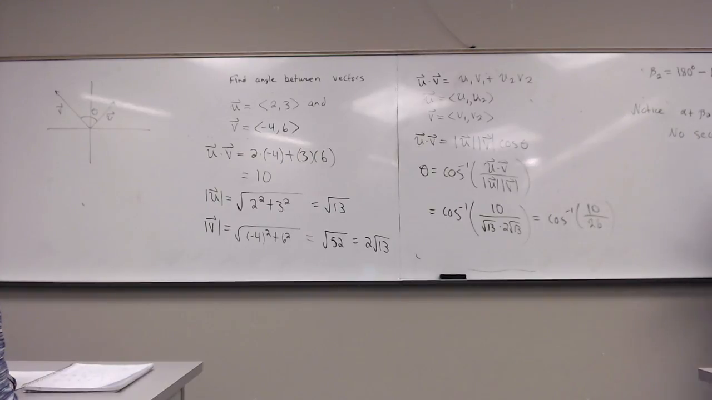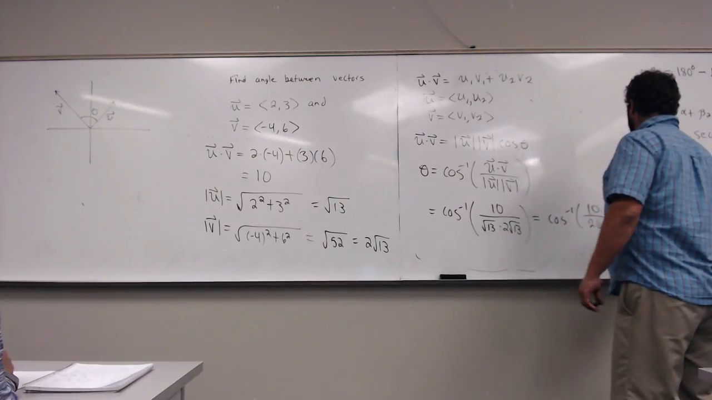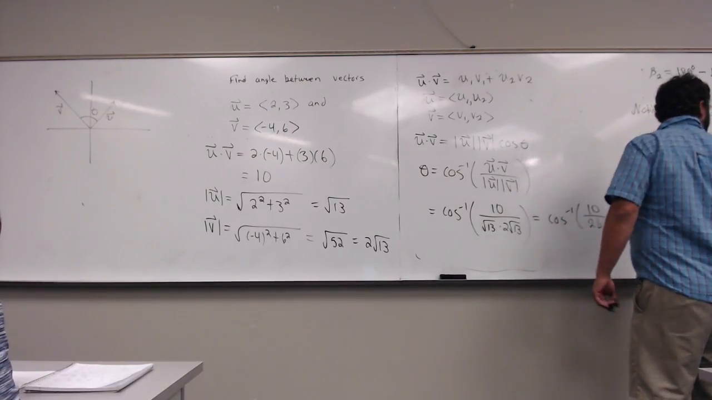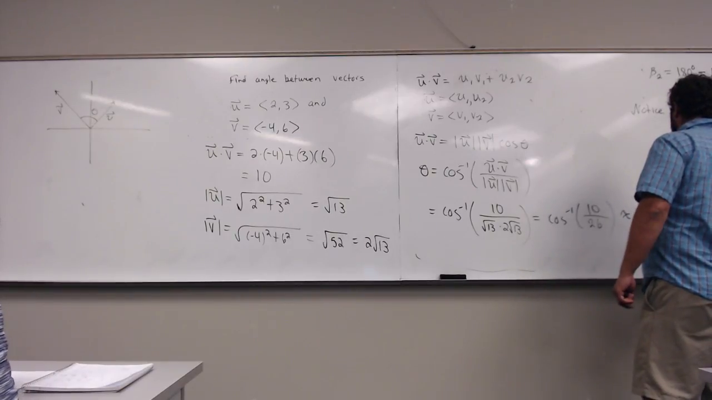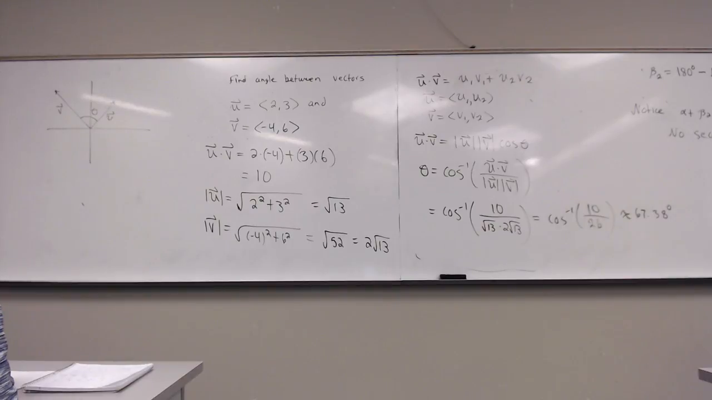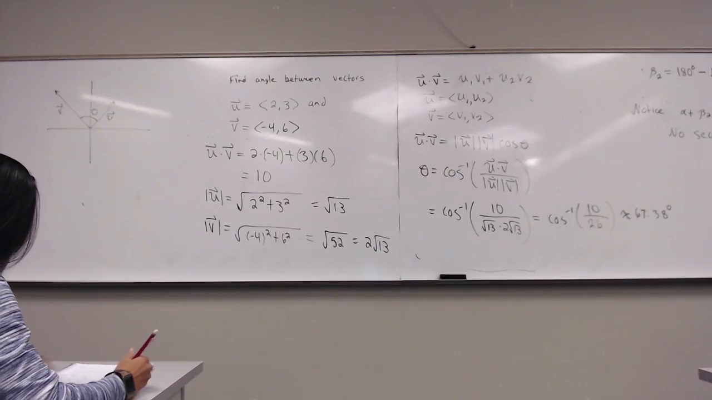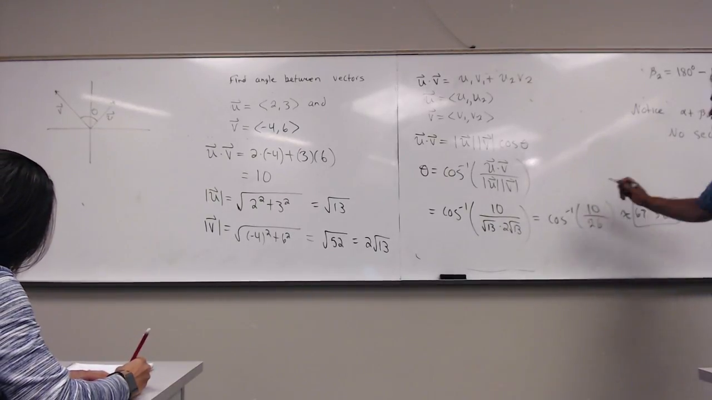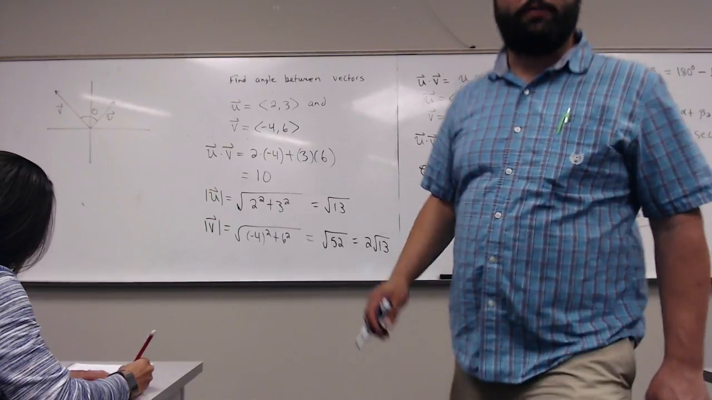And I get, well, what did other people get? I got 67.38. 67.38, you said? Yeah. Okay. I think that's correct. Cool. That would be the angle between the two vectors.